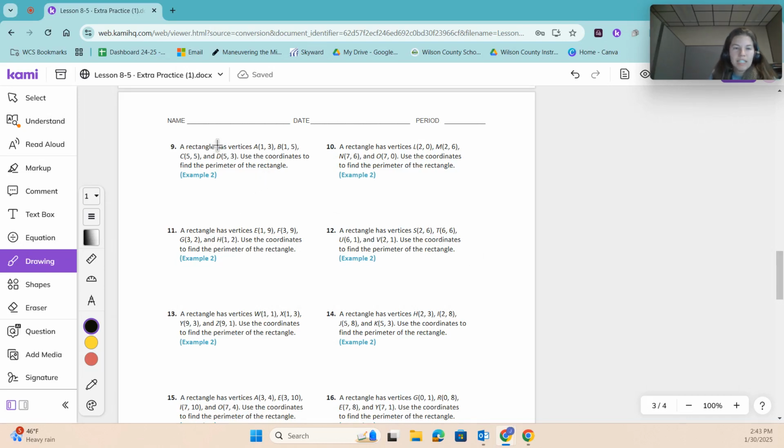A rectangle has vertices of A (1, 3), B is (1, 5), C is (5, 5), D is (5, 3). Use coordinates to find the perimeter. So again, we can do what we were talking about with the picture, but just do it using our coordinates here. So 3 and 5, that's going to be 2. Between B and C, the 5 is the same, so we're looking at the 1 and the 5, so that's going to be 4. And then between the 5s here, so 5 and 3, that's going to be 2 again. And then between (5, 3) and (1, 3), that's going to be 4 again.